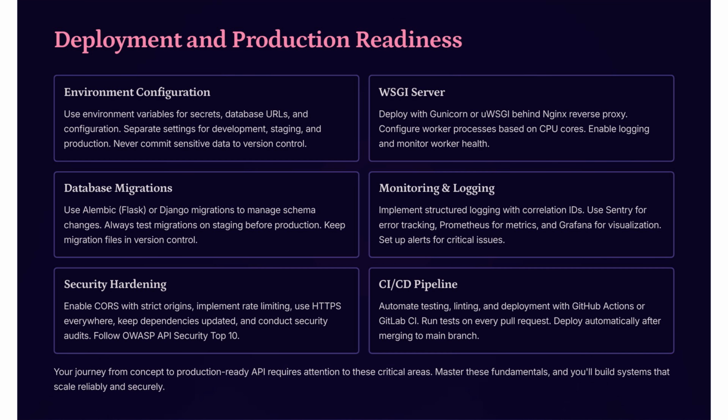Environment configuration is crucial. Use environment variables for secrets and separate settings for development, staging, and production. Deploy with Gunicorn or uWSGI behind Nginx, configuring worker processes based on CPU cores. Implement structured logging, use Sentry for error tracking, and ensure security by enabling cross-origin resource sharing, using Hypertext Transfer Protocol Secure, and following Open Web Application Security Project guidelines.